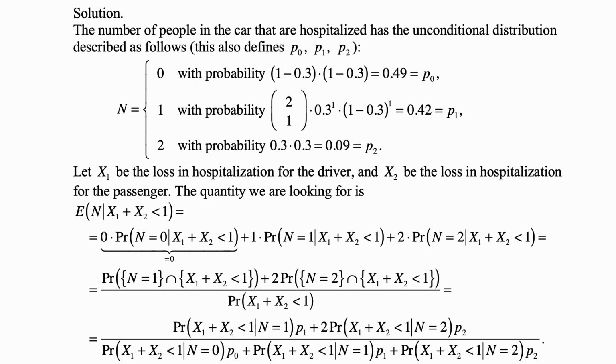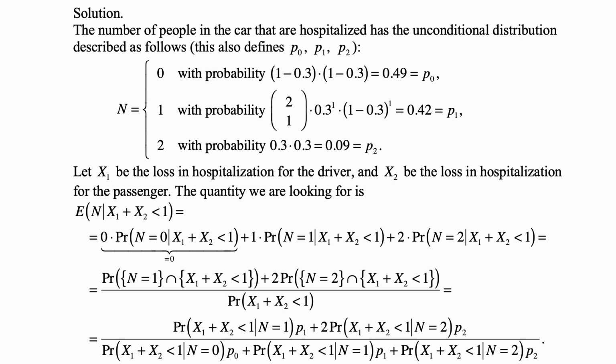And then for the other ones we just write out the definition of the conditional probability, and since it's conditional on the same event, it's the same denominator. That's equal to the probability that n is 1 and x1 plus x2 is less than 1, plus 2 times the probability that n is 2 and x1 plus x2 is less than 1, and the whole thing is divided by the probability that x1 plus x2 is less than 1.